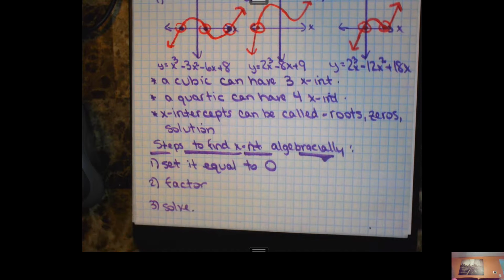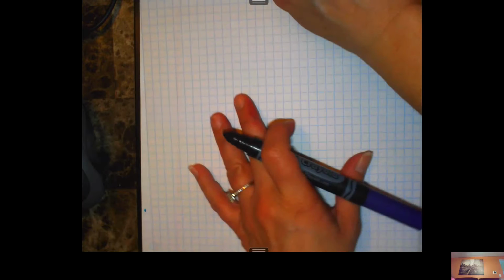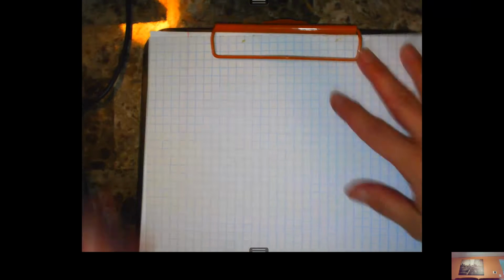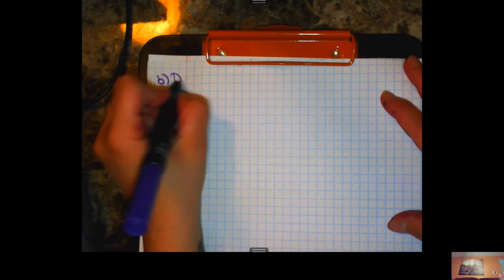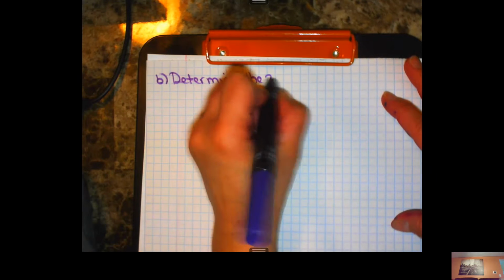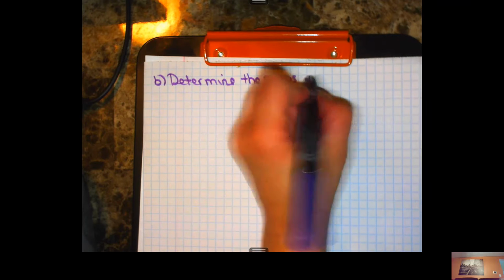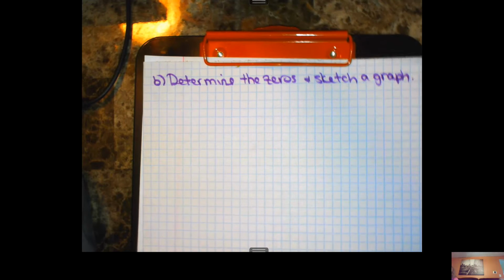So we're going to do 3 examples to practice that, and I have graph paper because we're going to try to be a little accurate when we graph our solutions. I'm going to switch to the second page, or the back, and this is going to be example B, and we've got 3 parts here. So can you write for example B, here's the directions. Determine the zeros and sketch a graph. Those are the directions for all 3 questions.